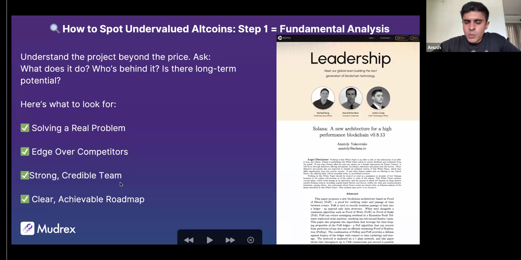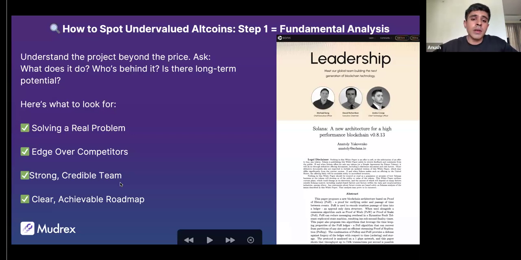Don't worry, there are some great resources to help you out. Firstly, Mudrex, right here on our platform, we do a lot of the hard work for you. When you check out tokens on Mudrex, you'll find key info like the project's use case, team backgrounds, tokenomics, and other research insights as well.